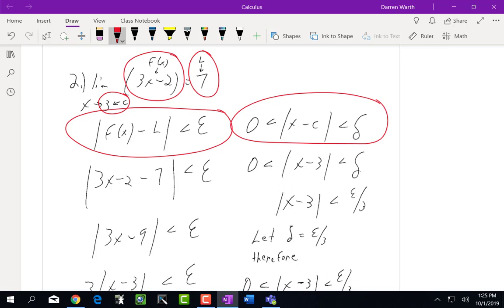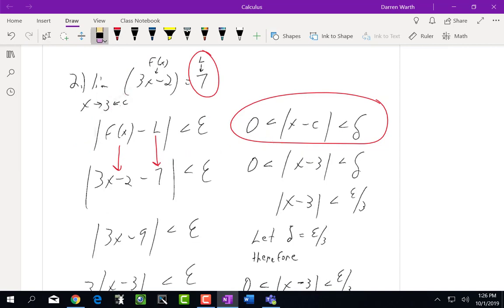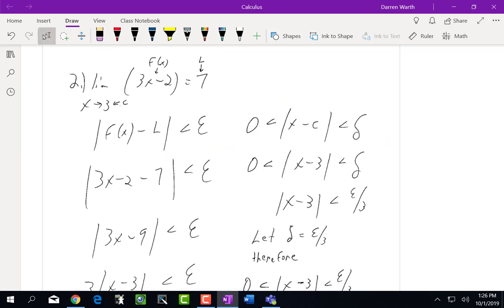So now we're just going to go ahead and substitute in all those numbers. In place of my f of x, I'm going to put 3x minus 2. In place of my L, I put 7, and that's still less than epsilon. And then in my other side over here, I'm going to substitute in 3 in place of my c. Now that I've done that, I'm just going to work from one side to the other, step by step, showing how those will equal each other.